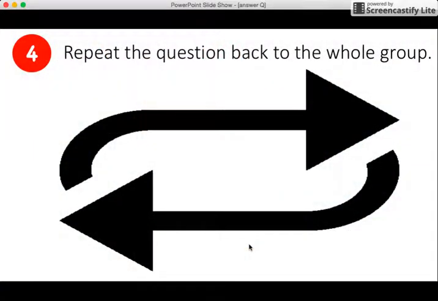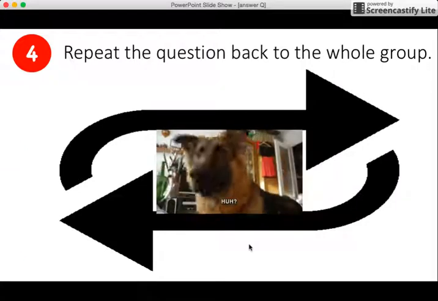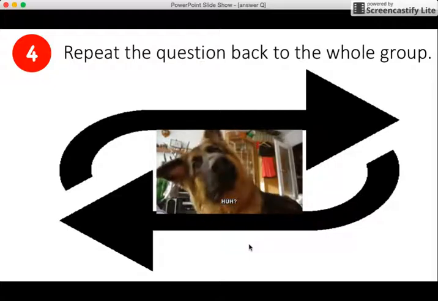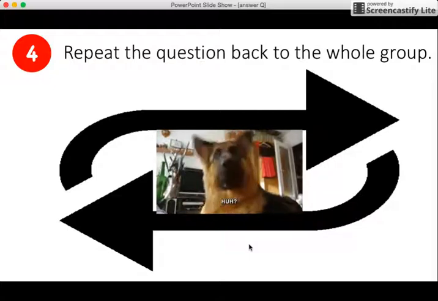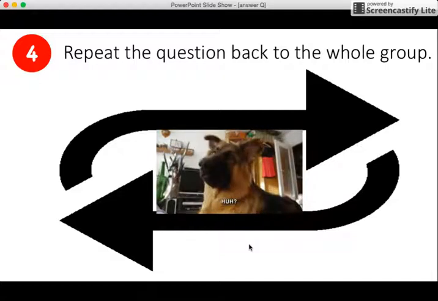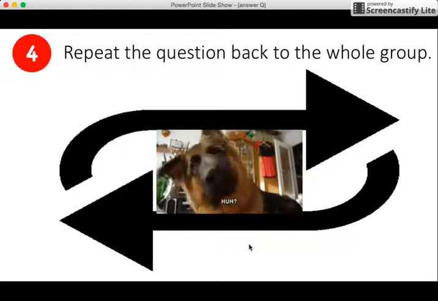Tip number 4, repeat the question back to the whole group. You have a microphone, but the person asking the question may not. So if everyone doesn't hear the question, they can be really confused and feel like, what is she talking about? I don't know. I didn't hear the question. So make sure that you repeat the question back to the whole group so everyone can hear it.